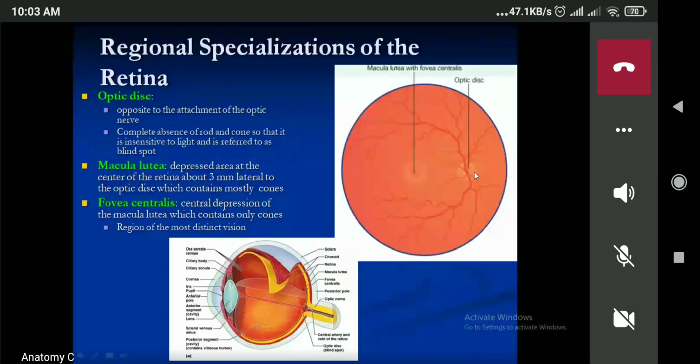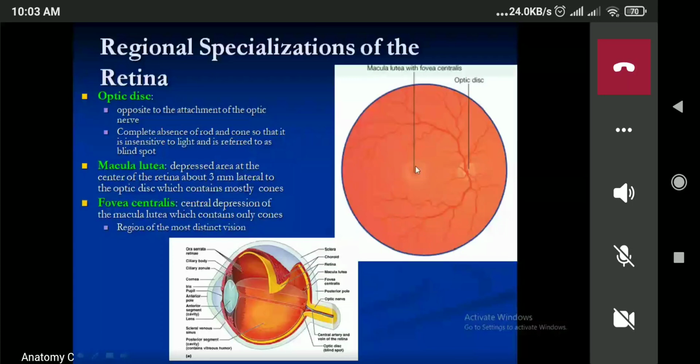Did you understand the optic disc? Now the next one is 3 mm lateral to the optic disc. Can you see another depressed area? This is known as the macula lutea.